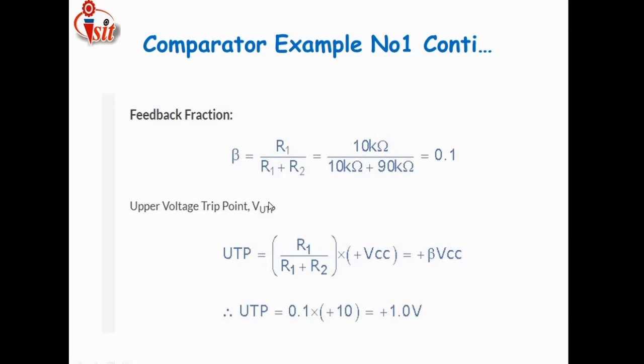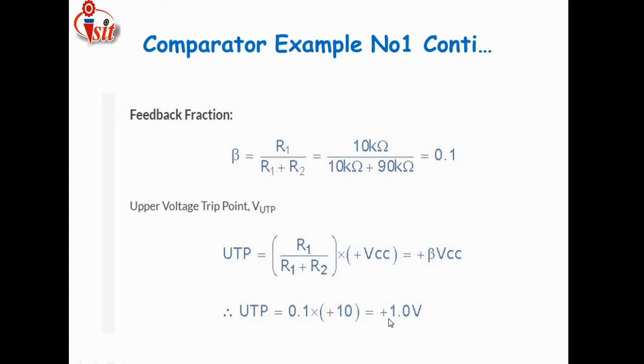But for the beta value, what is the formula? R1 divided by R1 plus R2. But we have calculated that value. For that purpose, we are going to put that value as it is. Here I am putting the value of beta, that is 0.1, into plus VCC, that means the positive VCC supply, that is plus 10. Plus 10 is multiplied by 0.1.